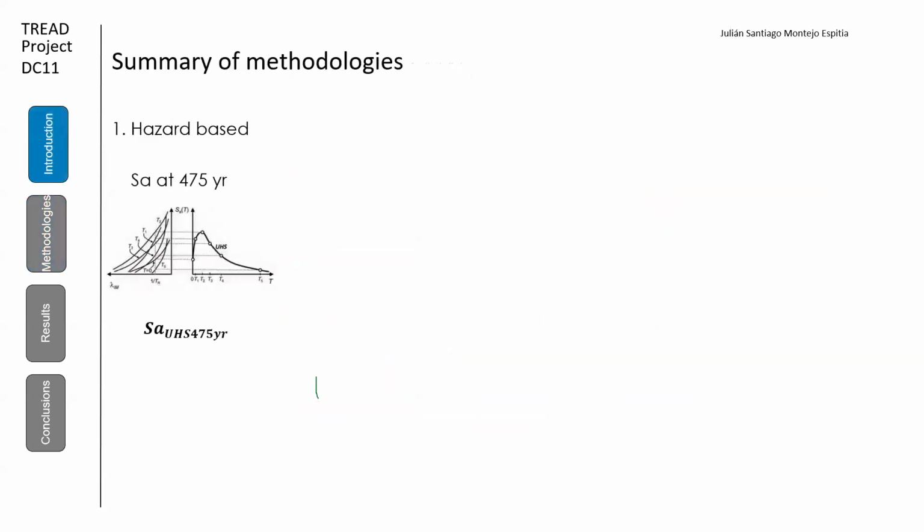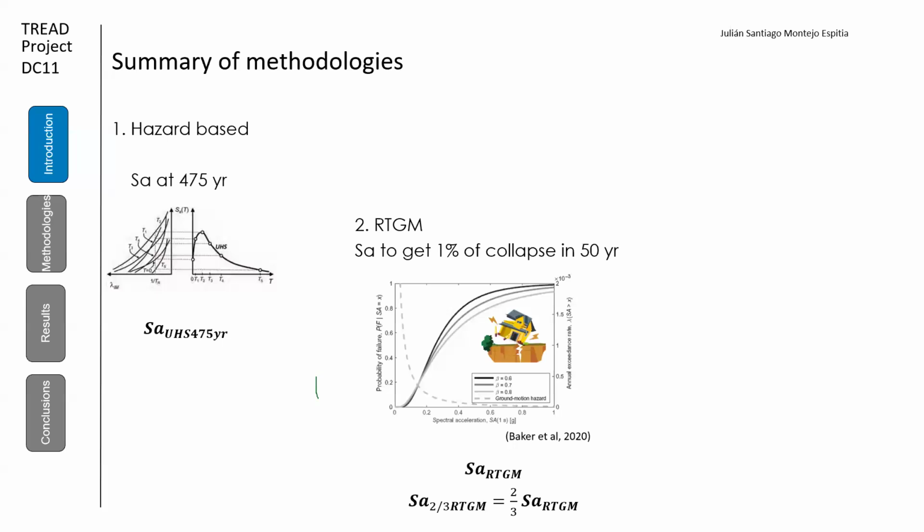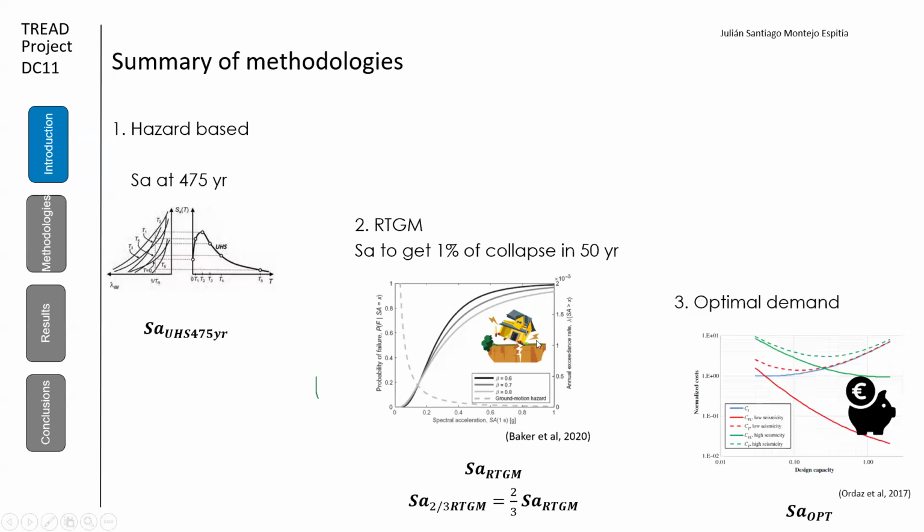So as a summary, because I know it was tons of information in few slides, we have a methodology based on hazard, the uniform hazard spectra. We have a risk-targeted methodology, which is defined in terms of the probability of collapse. And we have the last one, which the economists love, which depends on the money. It depends on the future cost. It doesn't depend on life or collapse, it depends on money.